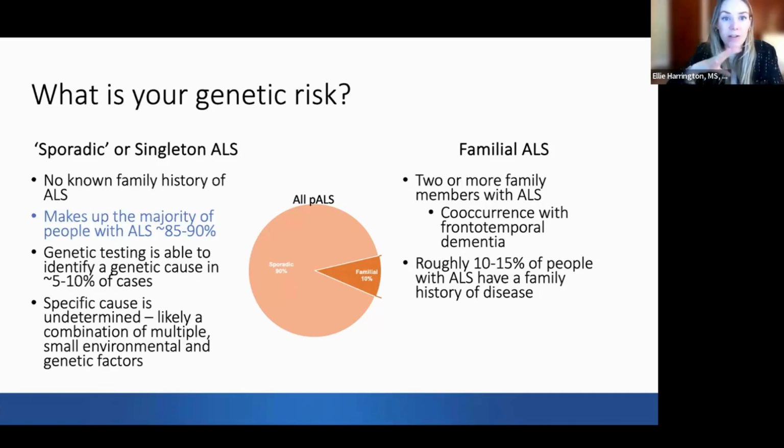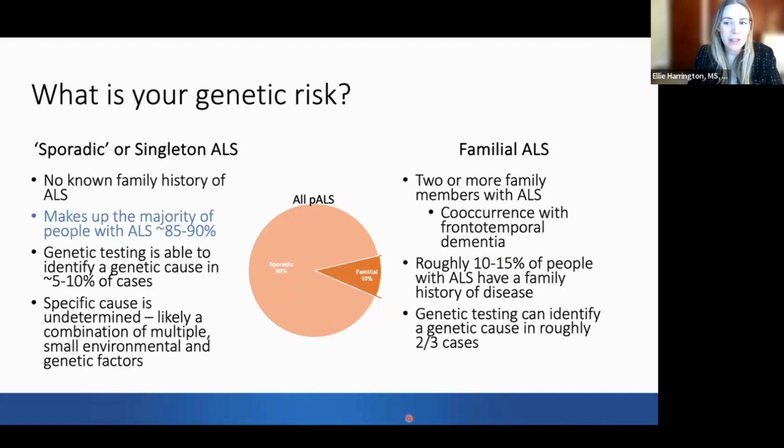If yes, 2 or more on the same side of the family, that looks like it's in a dominantly inherited pattern, we say, okay, there's an increased chance that this might be genetic in nature. So about 10 to 15% of people with ALS have this family history. When you do have this family history, we're typically able to identify a genetic cause. You're more likely to have a gene mutation if you have a family history of disease. It's about 75–80% of the time.